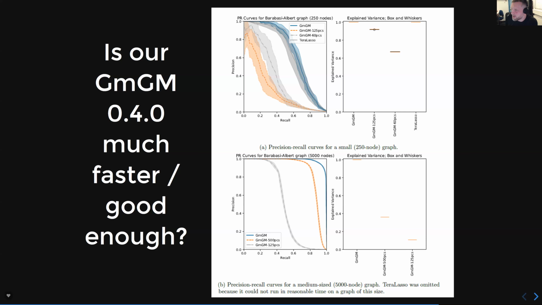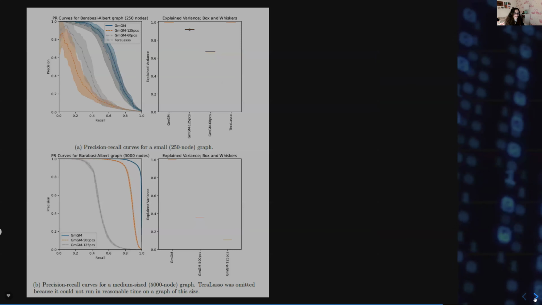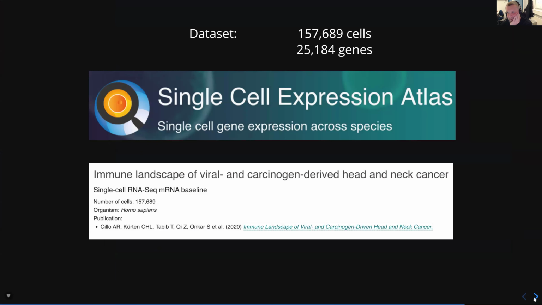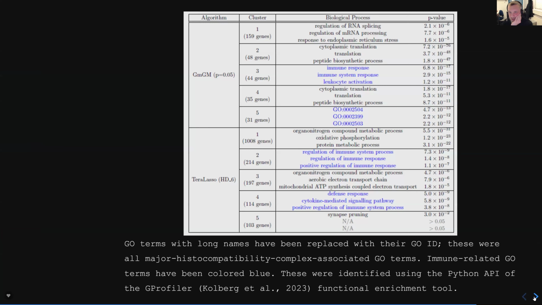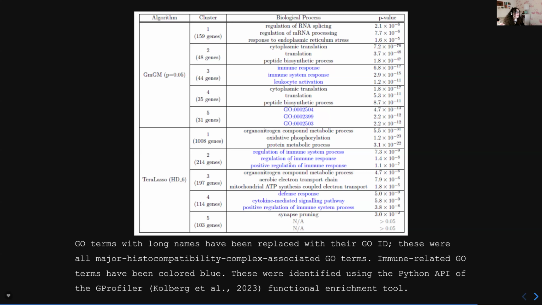So I just wondered, on the analysis of the real data, I think the next slide, there didn't look like there was much overlap between your algorithm and Terra Lasso. Is that generally the case when you look at these things?